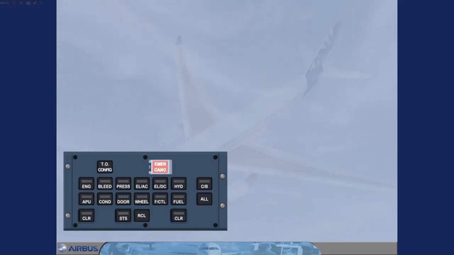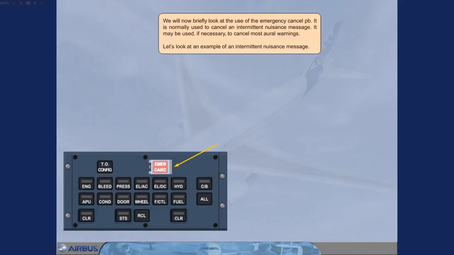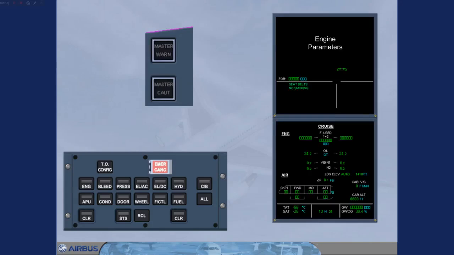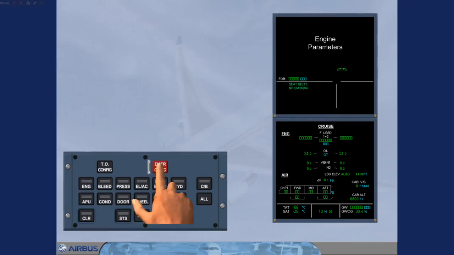We will now briefly look at the use of the emergency cancel push button. It is normally used to cancel an intermittent nuisance message. It may be used, if necessary, to cancel most warnings. Let's look at an example of an intermittent nuisance message. When an intermittent caution occurs, the normal oral and visual alerts will be triggered. The emergency cancel push button can be used to tell Ecam to suppress the caution.